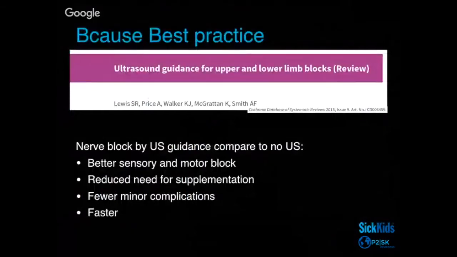Another reason to use UGRA would be because it's best practice. So is it really best practice? There's a Cochrane review that was done showing that nerve block by ultrasound guidance compared to nerve block without ultrasound guidance is better. So you get a better block, sensory and motor. It reduces the need for supplementation, meaning that then you don't need as much other pain management such as opioids. You have fewer minor complications related to the procedure, and you also do your procedure faster. And that was done looking at 32 RCTs.